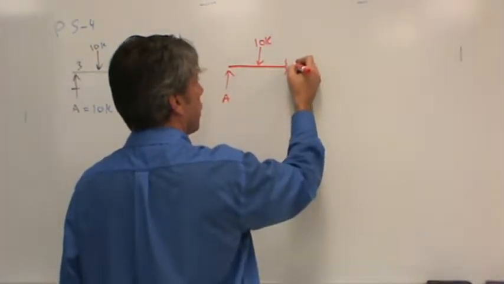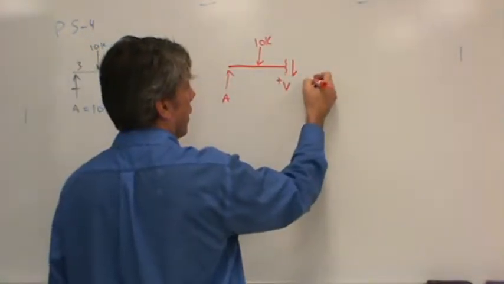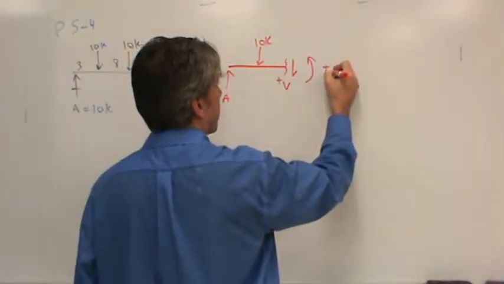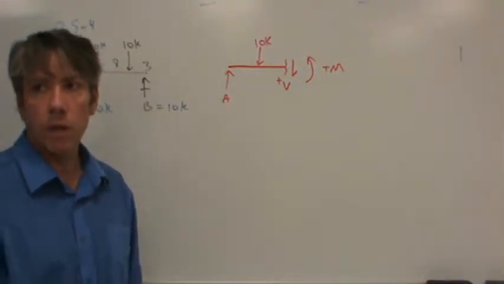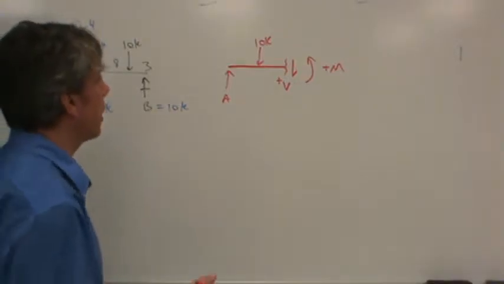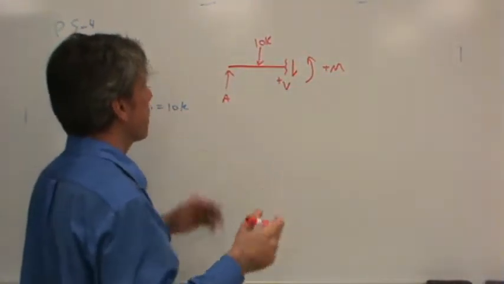Okay. Any shearing that is down in this direction is considered positive. Any moment in the counterclockwise direction is considered a positive moment. That's just a sign convention that you've probably seen before. Just about everybody uses it. Okay. That's when you're on the left side. It gets confusing when you're on the right side, but for now this is fine.